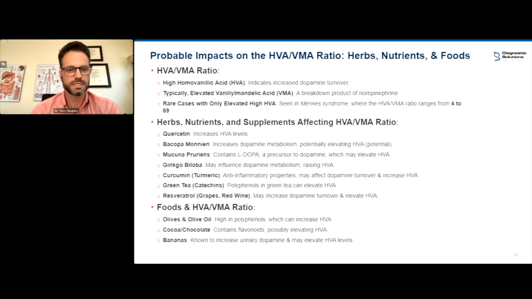And then other things to consider are quercetin and some other key things like green tea, turmeric. If someone's eating a ton of bananas and olives within 12, 24 hours of collection, I don't know, maybe they ate all the banana bread or something because they're craving sugar the night before. Olives, olive oil in excess could potentially affect HVA. So if you're scratching your head about why your patient has a result, this slide could be a good resource for you.